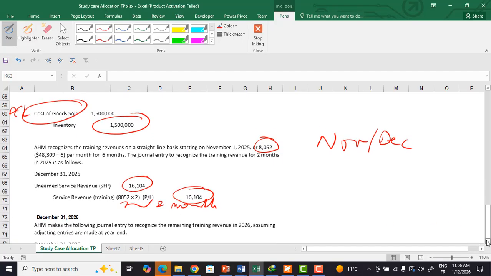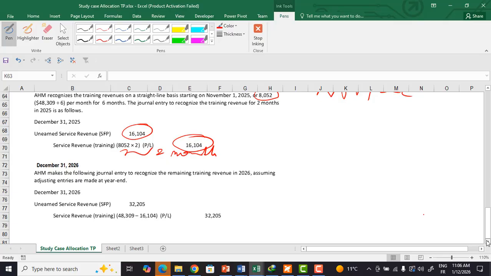Finally, by December 26, the company should book the remaining amount, which is 30,000, as revenue, and settle the unearned revenue by this amount. So now this amount is 0, and the revenue of 32,205 will be booked as training.